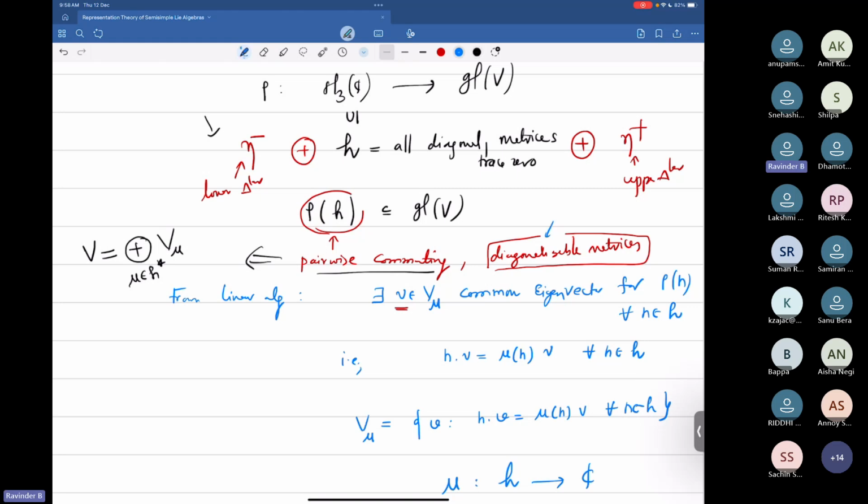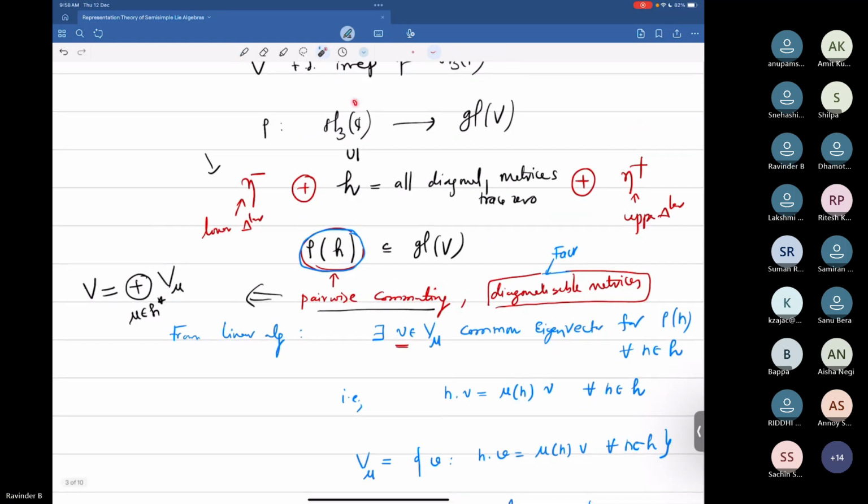This is a fact. All the elements in this row of H will be diagonalizable. This is a fact by preservation of Jordan decomposition. So that's what I'm using, a fact telling that diagonalizable elements in SL3C, if you look at any representation rho, you look at its images, they will be diagonalizable here. Okay, so I'm using it as a fact.